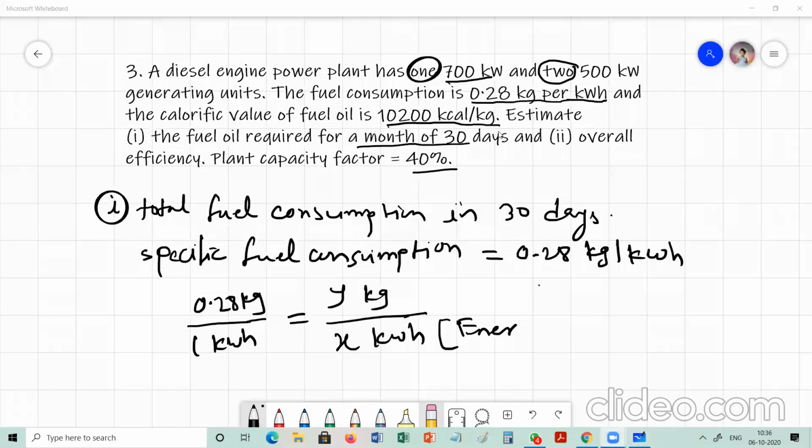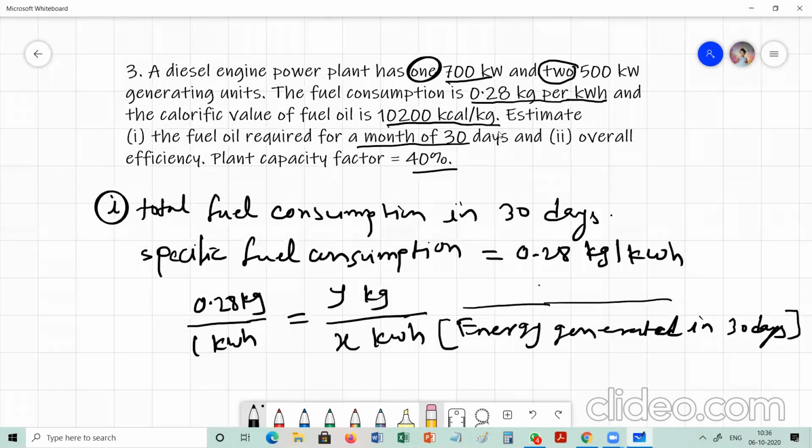So X is nothing but what? Energy generated in 30 days. And Y kilogram is nothing but what? Fuel consumption in 30 days. So to calculate Y, that is fuel consumption in 30 days, we have to calculate total energy generated in 30 days.